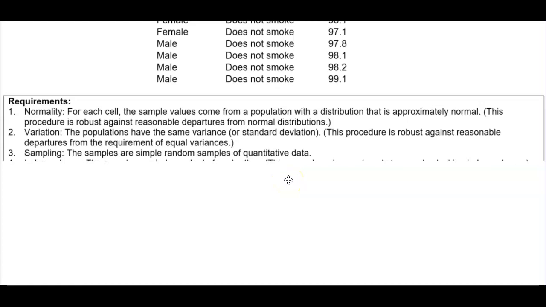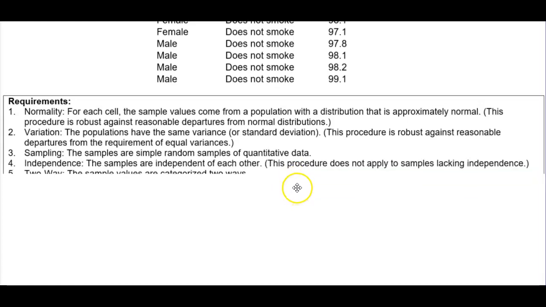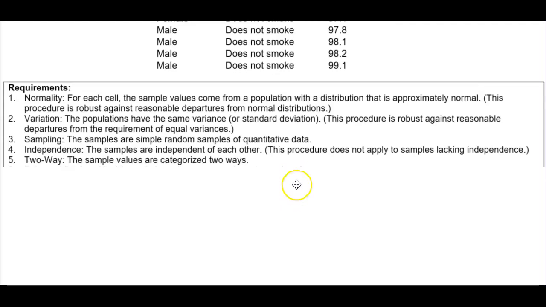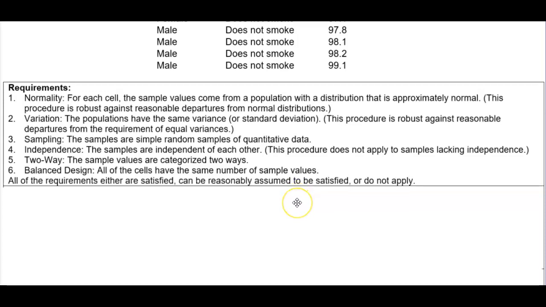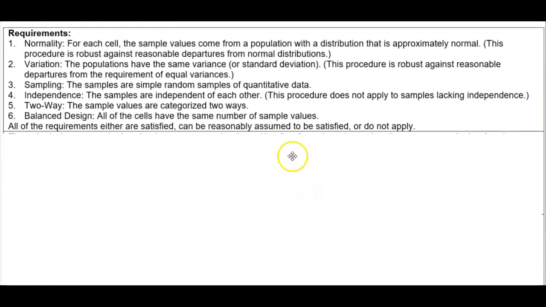3, sampling. The samples are simple random samples of quantitative data. Number 4, independence. The samples are independent of each other. This procedure does not apply to samples lacking independence. 5, two-way. The sample values are categorized in 2 ways. And 6, balanced design. All of the cells have the same number of sample values. All the requirements either are satisfied and can be reasonably assumed to be satisfied or do not apply.